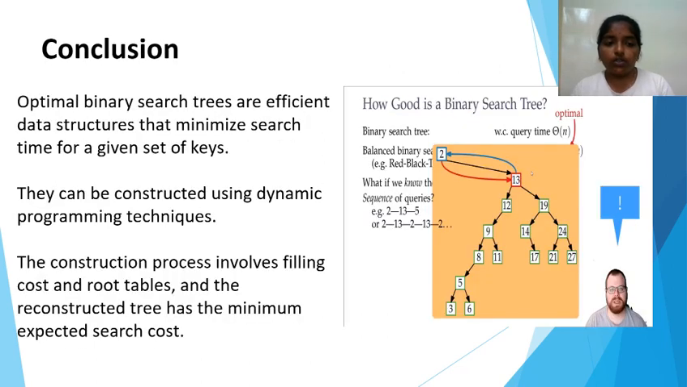Now, conclusion. Optimal binary search trees are an efficient data structure that minimizes search time for a given set of keys. They can be constructed using dynamic programming techniques. The construction process involves filling a cost and a root table, and the reconstructed tree has the minimum expected search cost. Here is an example of a binary search tree. How to construct the binary search tree?